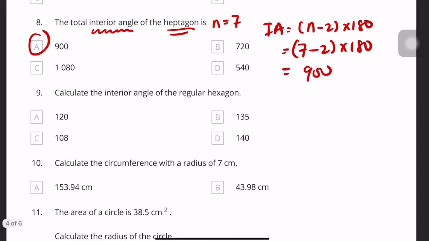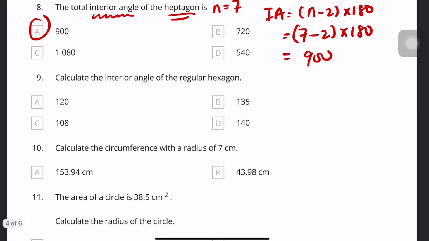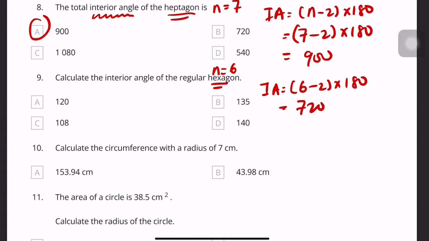Next question, we're going to use the same formula. The interior angle of a hexagon. Hexagon is actually 6 sides. So 6 minus 2 times 180. So we have 4 times 180. The answer is 720. But what is the difference between number 8 and number 9?